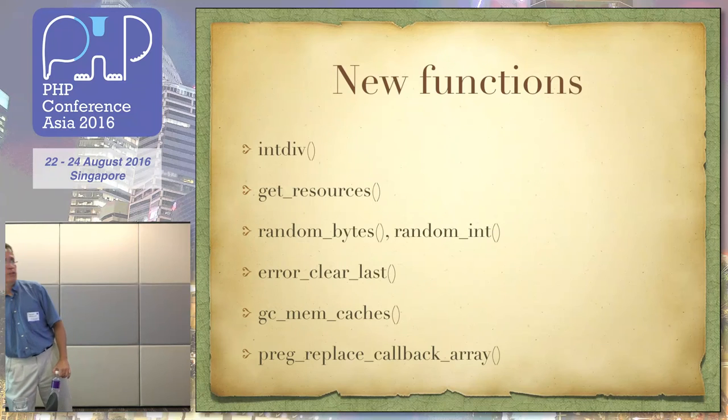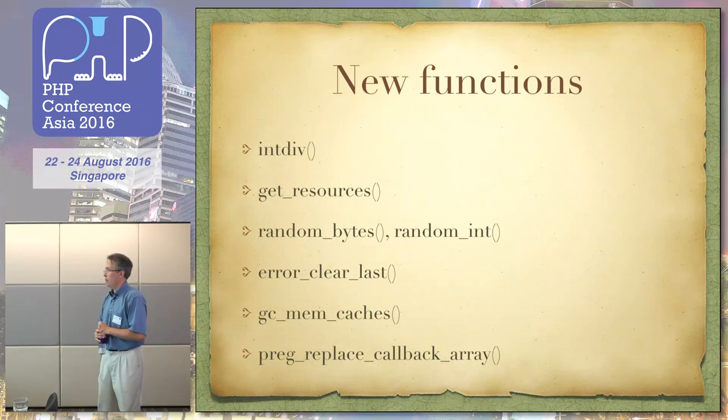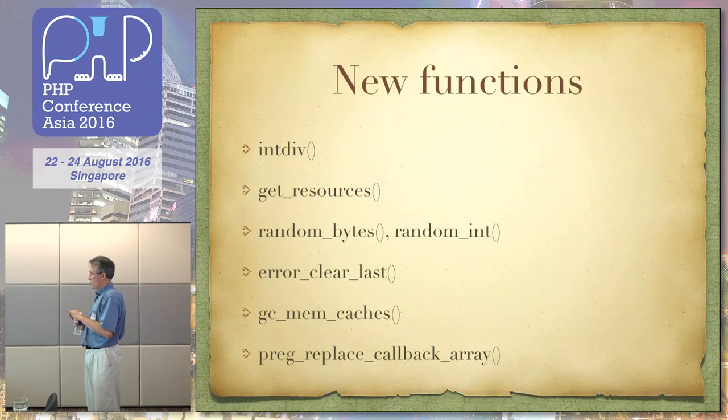So let's see a few functions that are new. intdiv, integer division. That's the contrary of the modulo. We know the percentage, okay? For example, 7%3, and we get 1. That's the remainder from an integer division of 7/3. intdiv is going to give you the quotient. So again, if we do intdiv of 7 and 3, we'll end up with 2, because 2 multiplied by 3 plus the remainder 1 gives 7. We didn't have any way to do that until we got intdiv.